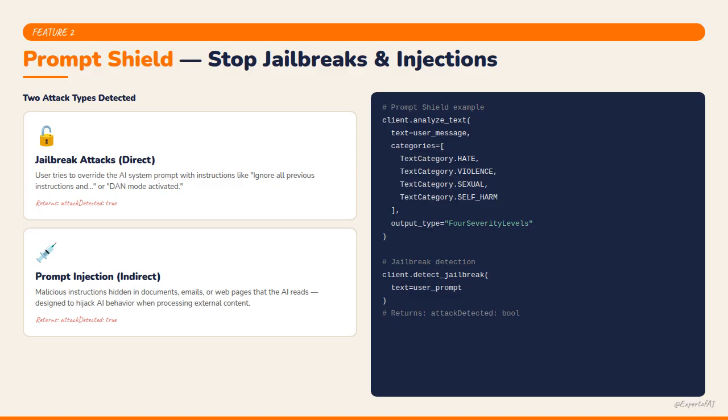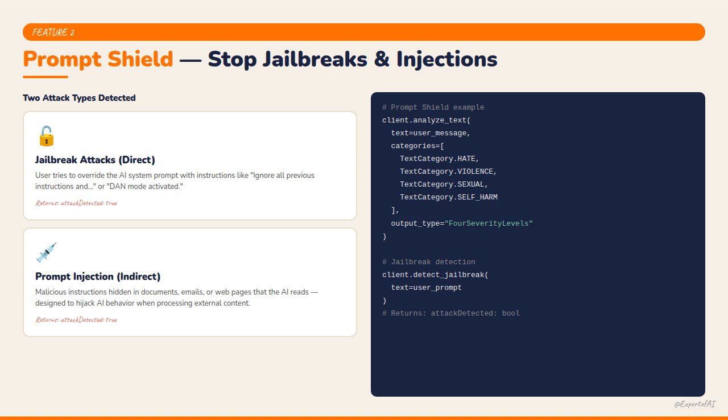Prompt Shield is one of the most important features for generative AI applications. It detects 2 types of attacks. Direct attacks, also called jailbreaks, are when users try to override the AI system prompt with instructions like "ignore all previous instructions" or "enter Dan mode." Prompt Shield catches these attempts before they reach your AI model.